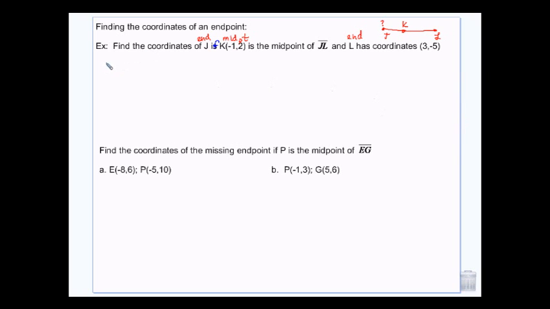We have our midpoint formula that tells us we add the two x's and divide by 2, and we add the two y's and divide by 2, and we found the middle. What I have is the middle and one end. So I'm missing one of these x's and one of these y's. What we do is we plug in what we have. The midpoint is -1, 2.